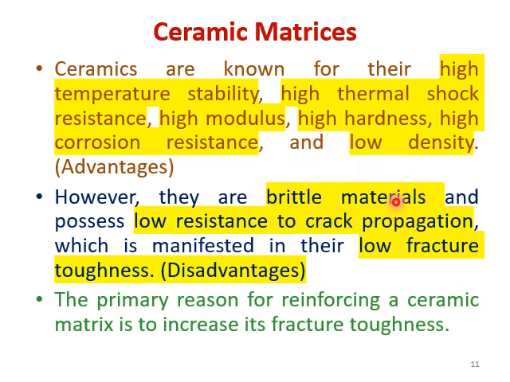Last time, in the introduction class, I gave you an example of a crucible which you use in the chemistry lab, which is a 100% ceramic material, and it is a brittle material. If it falls, it will crack, it will break. And the second thing is that it possesses low resistance to crack propagation. I have discussed this: if a crack originates in a composite made out of a ceramic matrix, then that crack will easily propagate, or easily move throughout the composite, thereby decreasing the energy absorption capacity of the composite. So low resistance to crack propagation is manifested in their low fracture toughness.